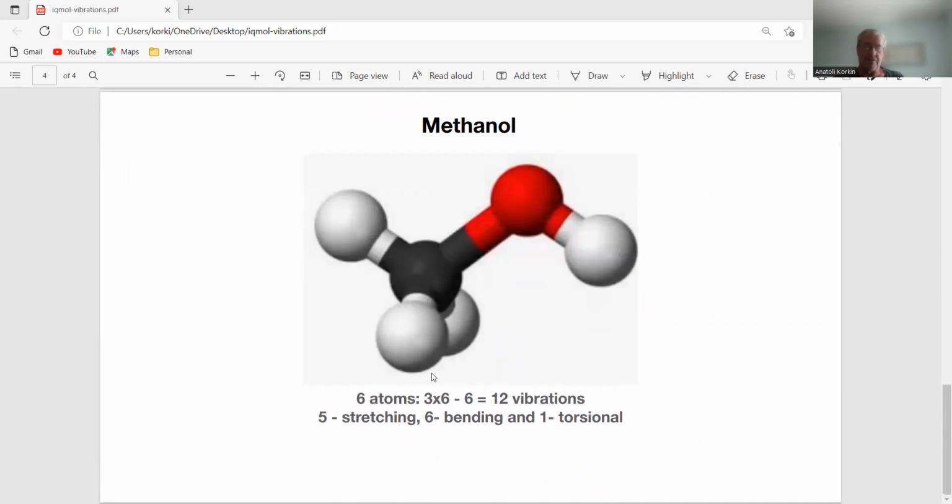The example of a molecule which I'll show you today is methanol. Methanol has 6 atoms, which corresponds to a total of 18 degrees of freedom, subtracting 6 for the molecule as a whole, and we get 12 vibrational modes: 5 stretching for all these bonds, 3 CH, 1 CO, and 1 OH, and one torsional along the CO bond, and 6 bending vibrations. So let me just stop sharing and open the screen for IQmol.